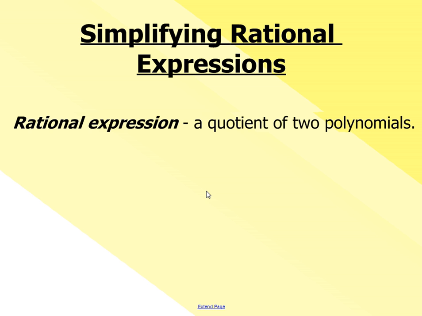The purpose of this video is to teach you how to simplify rational expressions. To do that, we need to talk about what counts as a rational expression. So by definition, a rational expression is a quotient of two polynomials. Quotient means division, so basically it's a rational expression if you have a polynomial divided by a polynomial.